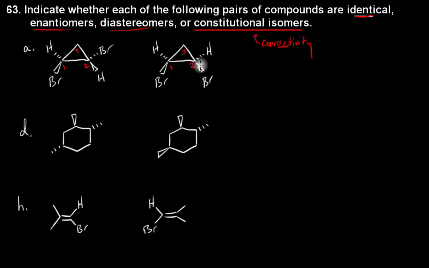Theoretically, you could have this bromine attached to carbon 1, and then definitely you would have a constitutional isomer. But in this case, for both of these compounds, you have a bromine on carbon 1 and a bromine on carbon 2, 1 and 2. So the connectivity for this one at least is the same, and it's not going to be a constitutional isomer. So then going back to the easier question again: identical.